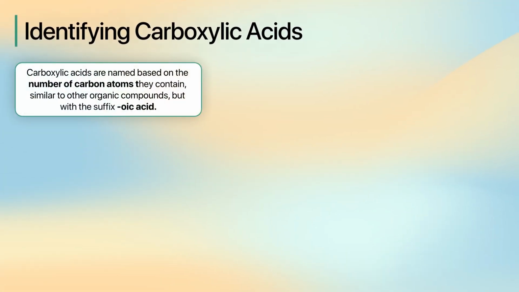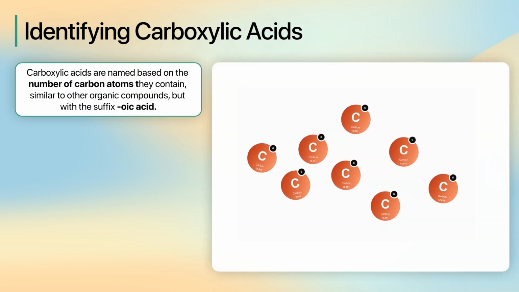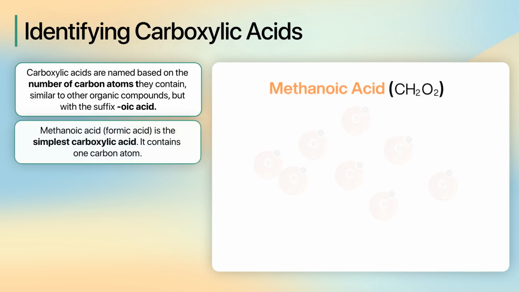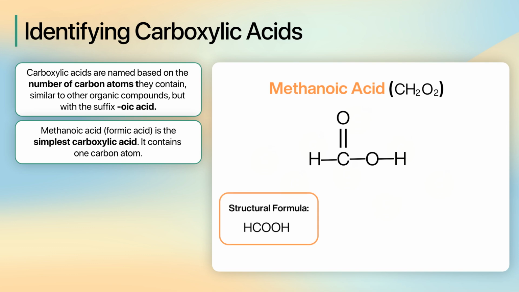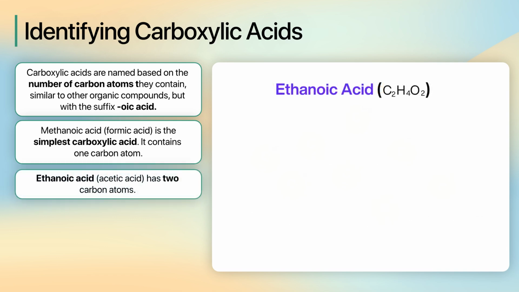Carboxylic acids are named based on the number of carbon atoms they contain, similar to other organic compounds, but with the suffix oic acid. Methanoic acid, also known as formic acid, is the simplest carboxylic acid. It contains one carbon atom and has the structural formula HCOOH. It's found in the venom of some ants, hence the name formic acid, which comes from the Latin word formica, which means ant.